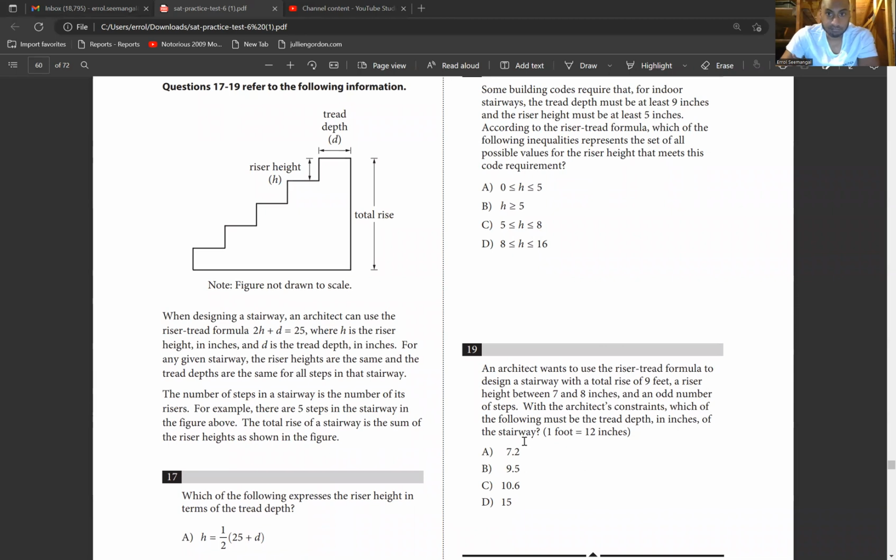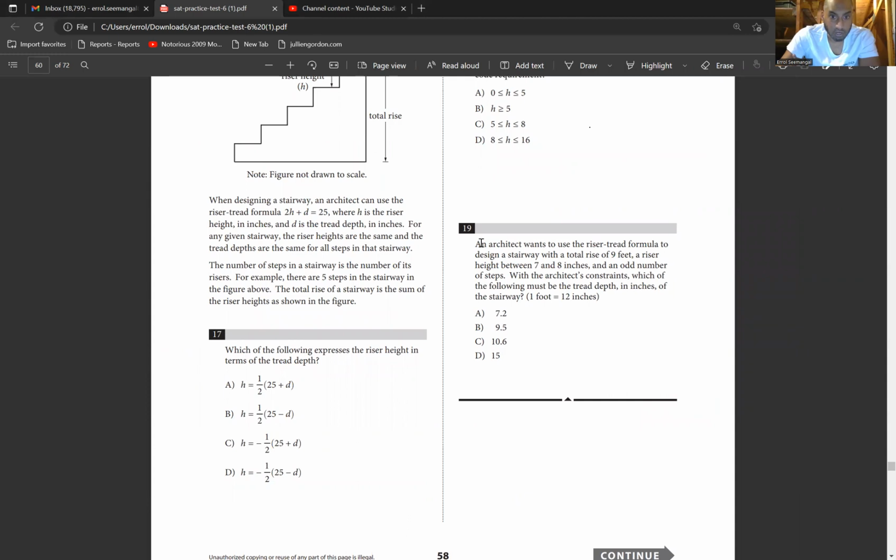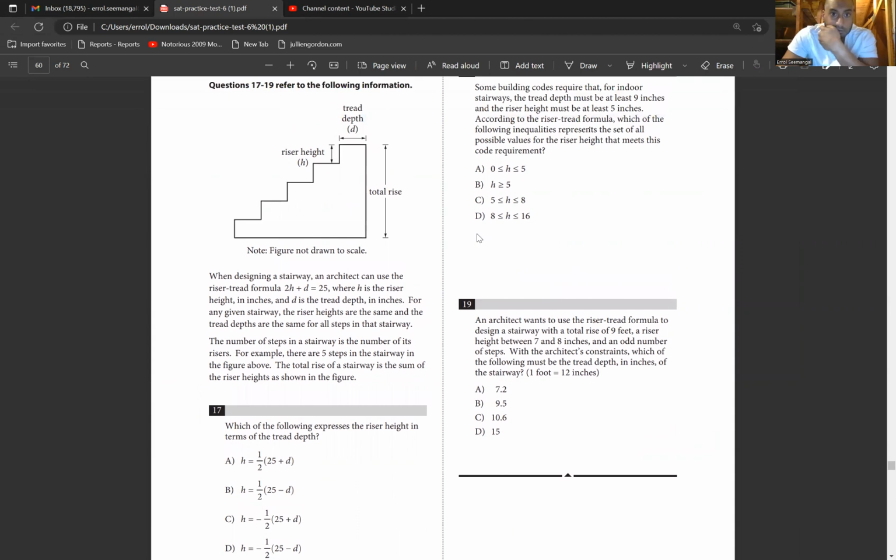All right, so they give you a formula. Which of the following expresses the riser height in terms of the tread depth? Riser height is this part right here, the vertical distance. And the tread depth is the x distance. The formula is 2H plus D equals 25. So what do we have to do there? We have to solve for H, I think. Yes.